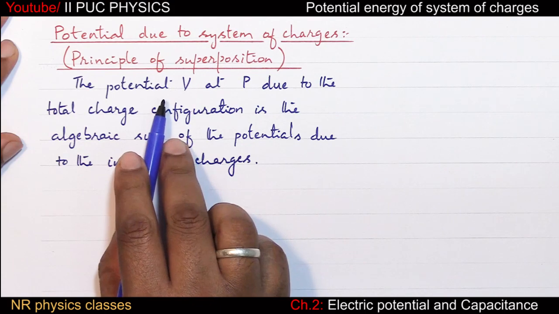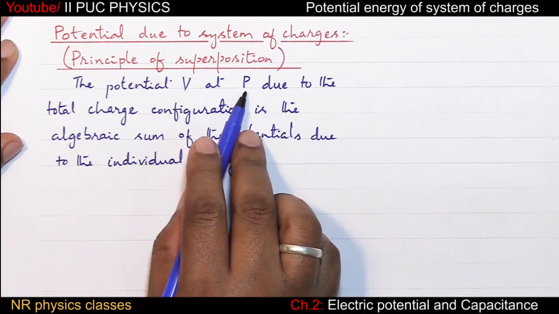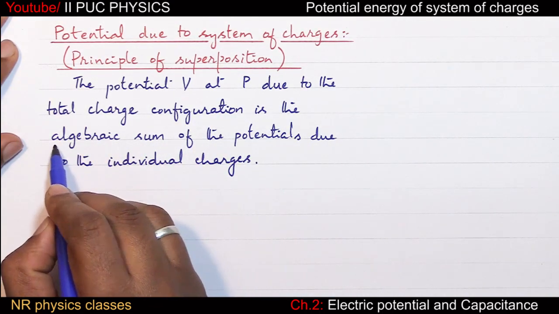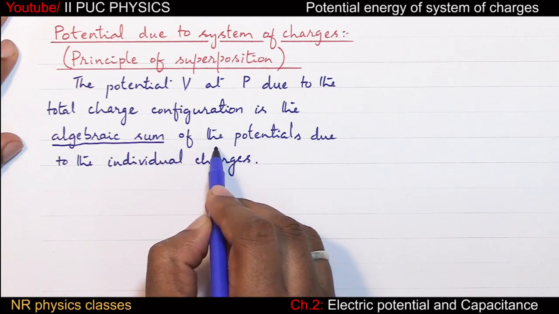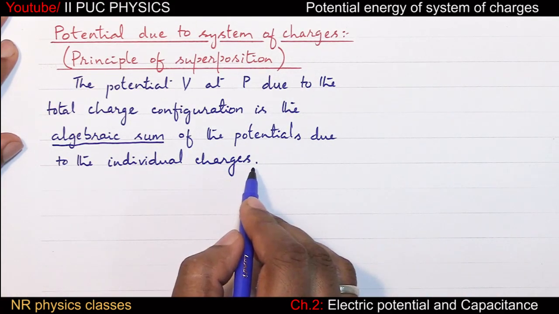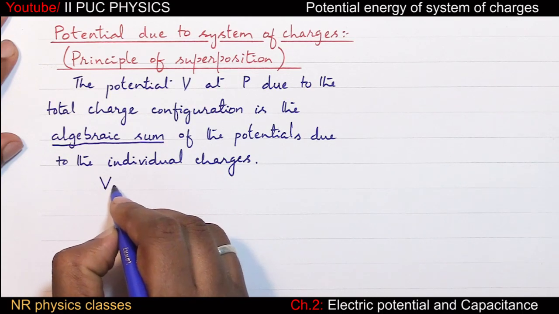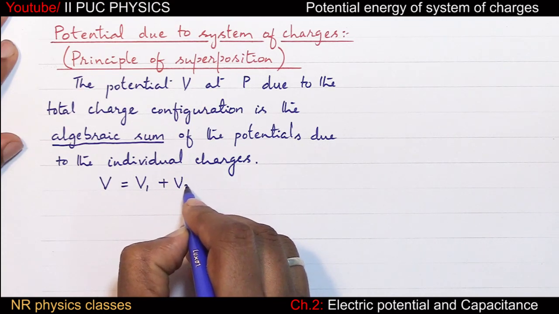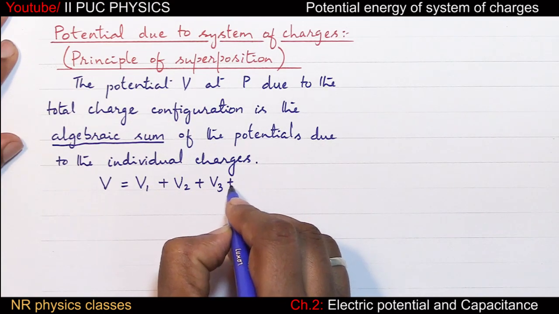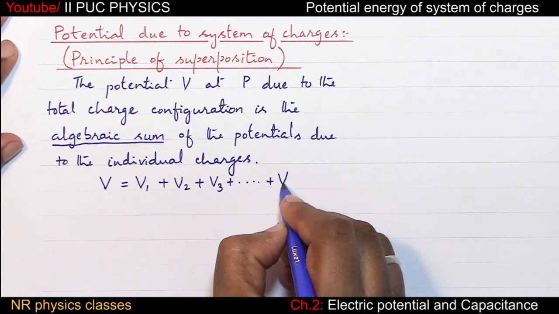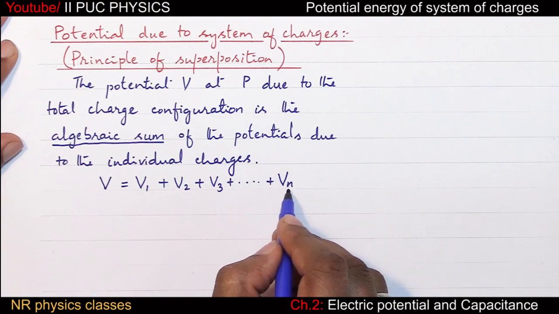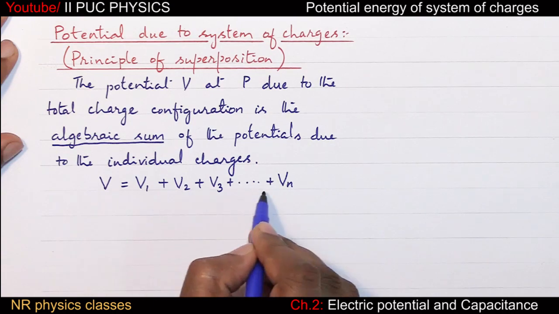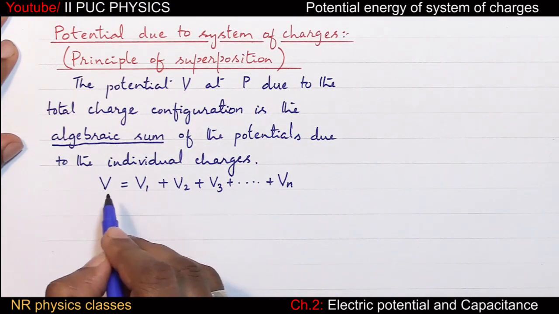The electric potential at P due to the total charge configuration is the algebraic sum. This is important. It is the algebraic sum of the potentials due to the individual charges. So we can write V equal to V1, potential due to the first charge, plus potential due to the second charge, plus potential due to the third charge. If there are n charges, then V1, V2, V3, V4, etc. up to Vn. The algebraic sum of these gives the total potential.